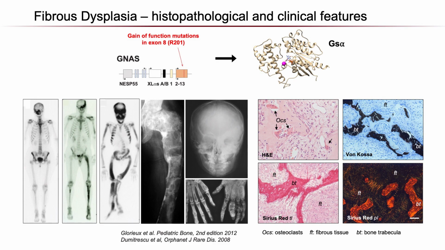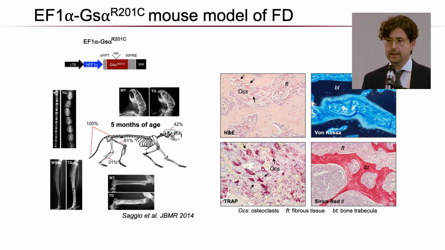I don't think I have to introduce the human fibrous dysplasia anymore. So in my presentation, I will focus on the mouse model that we have generated some years ago. This mouse model harbors a GS-alpha R201C mutation that is under the control of a constitutive and ubiquitous promoter, that is the elongation factor 1-alpha. This means that the mutation is always expressed in all the cells of the body, and despite the ubiquitous and constitutive expression, embryonic development is not affected. We didn't find any changes in embryo.